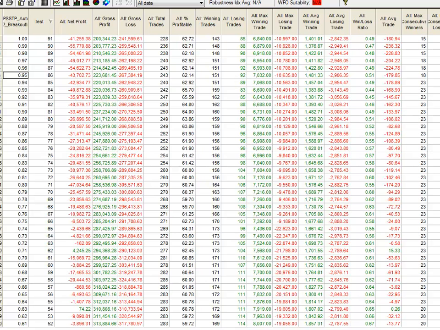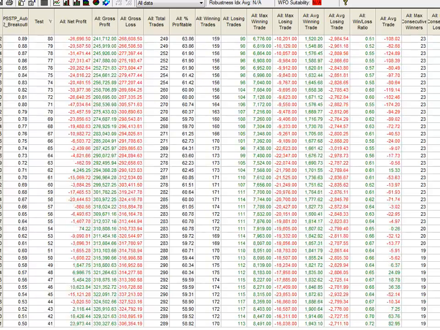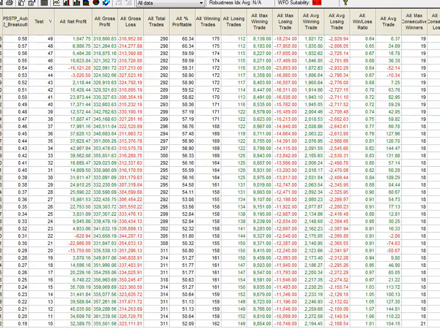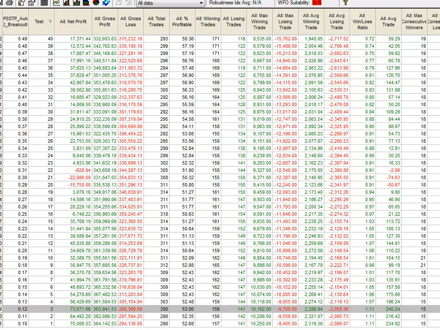All right, so now we're looking at the optimization report. And let's see what it's selected for us. We can see down here at the bottom that it selected 0.12 as our breakout. That gave us the best profitability. You can see the net profitability is all the way up to 73,000. So it's quite a bit better than the 67 or 64,000, whatever the other one was.